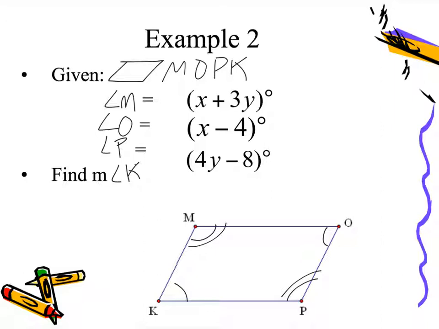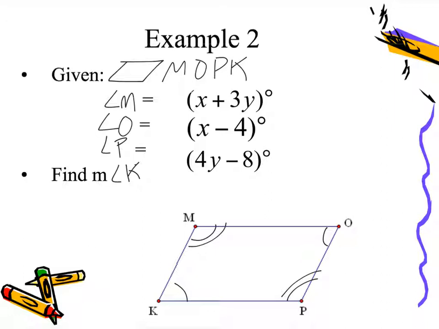So let's see, I've got M is x plus 3y, O is x minus 4, and P is 4y minus 8. Well, none of these have just one variable where we can match them up and solve other than O. Otherwise, they've got x's and y's. So it looks like to me with two variables, a system of equations is going to be the way we have to go with this one.